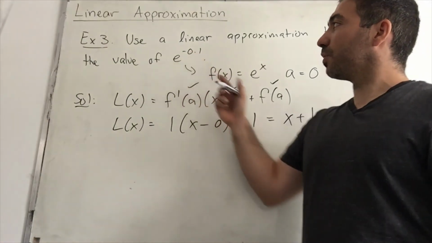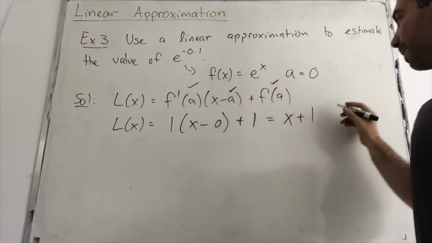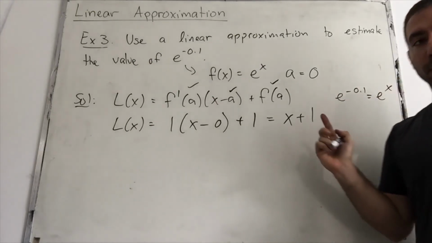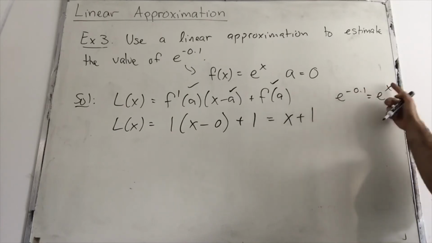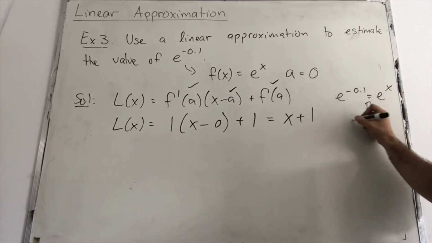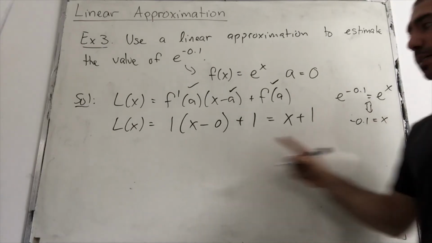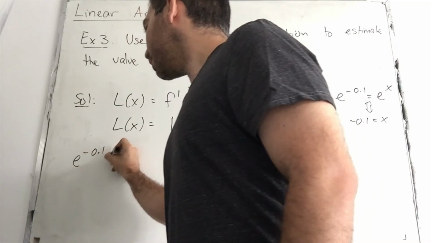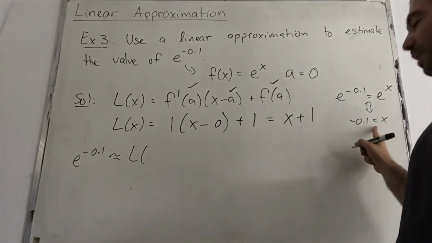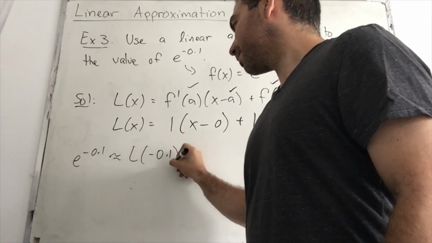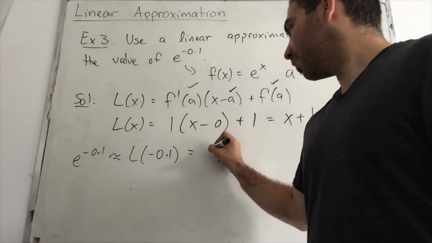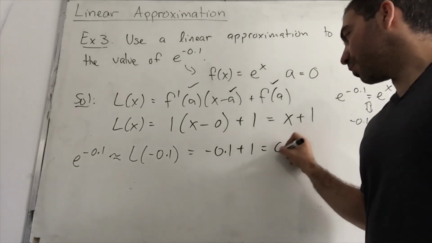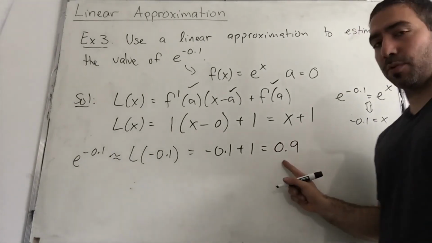So e to the negative 0.1, we set it equal to our function. So e to the negative 0.1 equals e to the x. They have the same base, so when the bases are equal, their exponents are equal. So this implies negative 0.1 is equal to x. We're going to take this and plug it into our linearization formula. So e to the negative 0.1 is approximately L of negative 0.1, which is equal to negative 0.1 plus 1. Negative 0.1 plus 1 is 0.9. So this is our approximation.